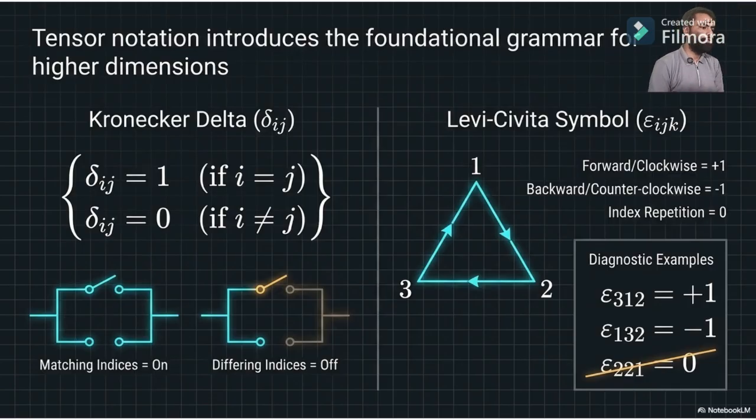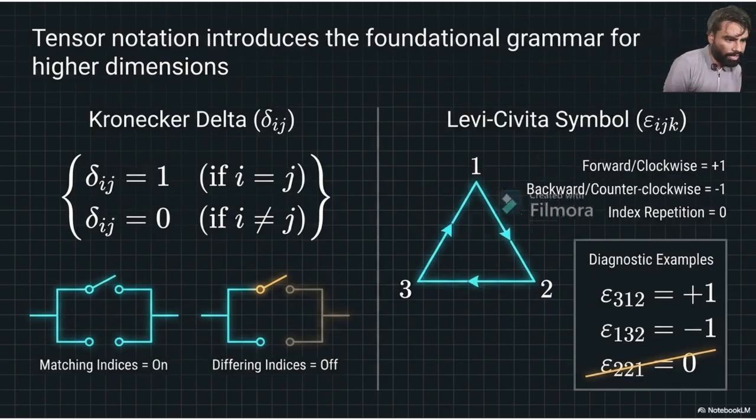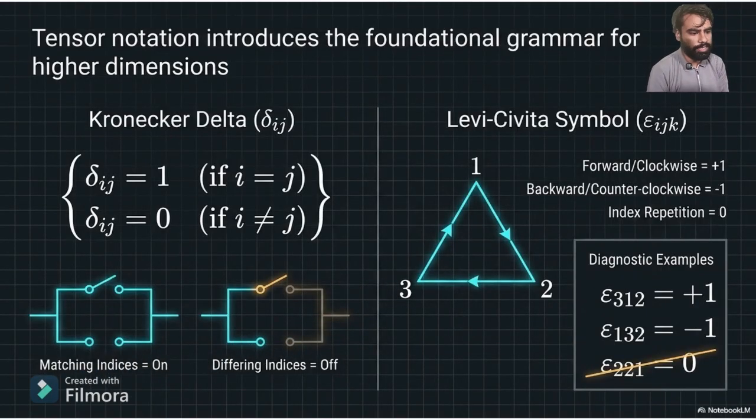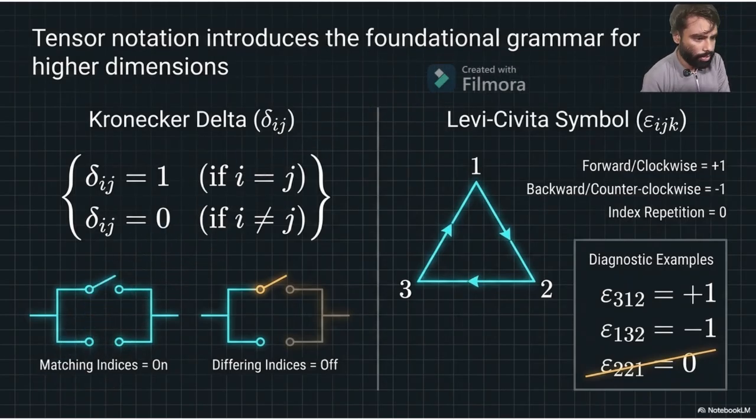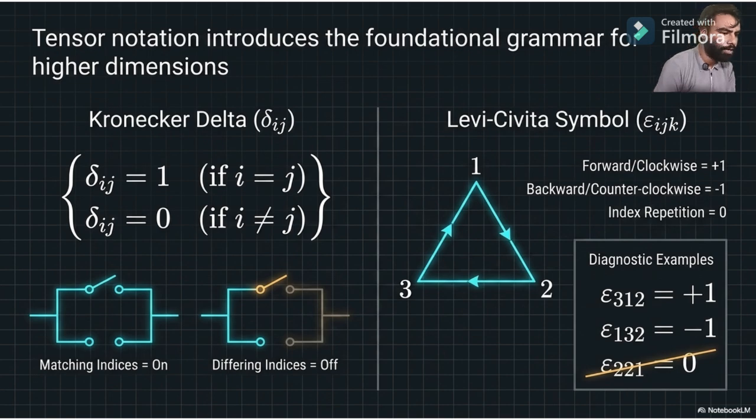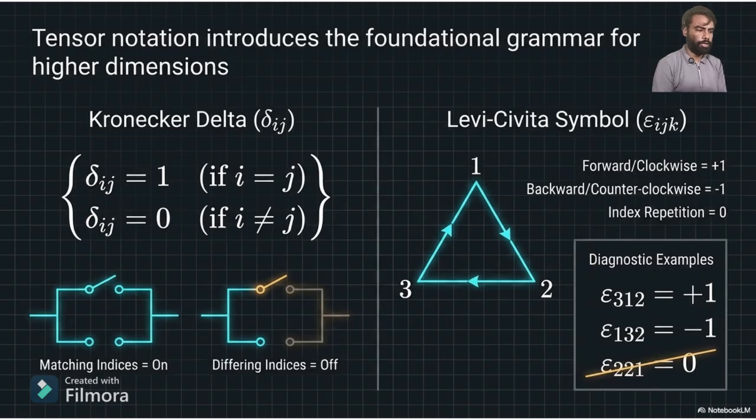Before Levi-Civita we are talking about the Kronecker delta. You might think, what is the use of the Kronecker delta in this lecture? In the next lecture you will understand why the Kronecker delta is also important with the Levi-Civita symbol. So we are not explaining the Kronecker delta and Levi-Civita too much. We are just telling you the working rules of these two things.